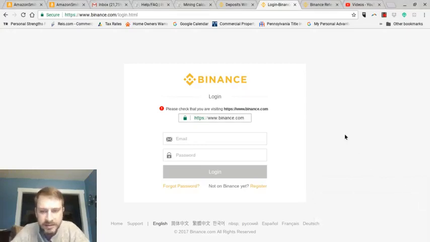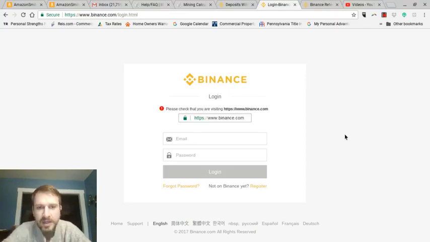So Binance is a cryptocurrency exchange. I believe it's a Chinese-owned company. It's not based in China though, so a lot of people are worried that if China makes it illegal for cryptocurrency to exist, that this exchange could go down. It's a possibility. I don't know, but it is not based on Chinese soil from what I can tell.